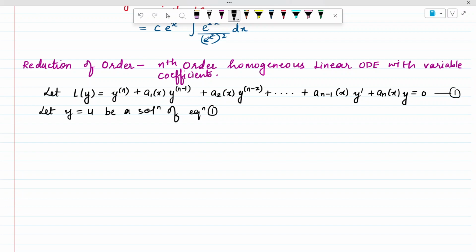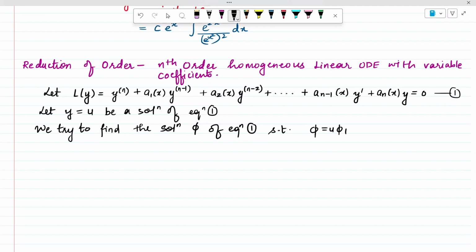So of equation number 1, we try to find the solution phi of equation 1 such that this phi is equal to u times phi 1. Okay. So this solution, as we had claimed before, y is equal to u times phi. यहाँ पे you are claiming phi is equal to u times phi 1.